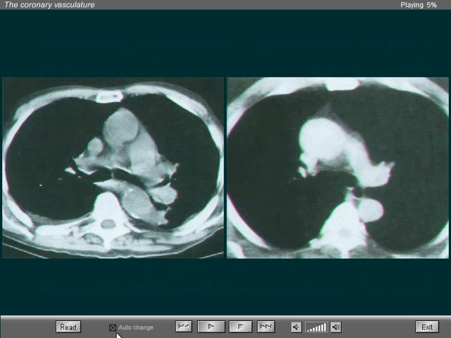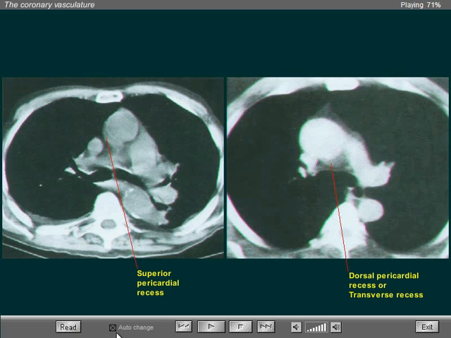This is a pair of CT sections of the heart where we can see the superior pericardial recess outlined by the arrows in the picture to your left. In the picture to your right, we can see the dorsal pericardial recess, or the so-called transverse recess, which is noted behind the ascending aorta, and sometimes it can simulate a dissecting hematoma.